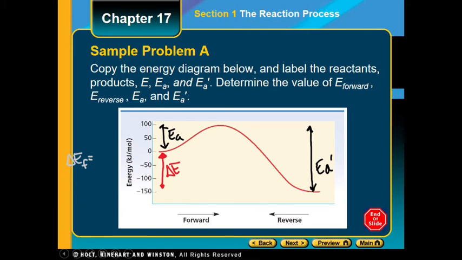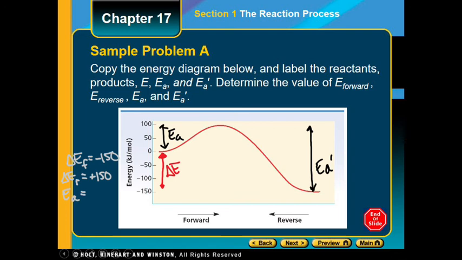So the change in energy for our forward reaction is going to be energy of our products minus energy of reactants. So that's negative 150 minus 0. That leaves us as negative 150 kilojoules. Change in energy if we're looking for the reverse reaction, that is energy of reactants minus energy of products. So 0 minus a negative 150 is 150 positive kilojoules per mole.